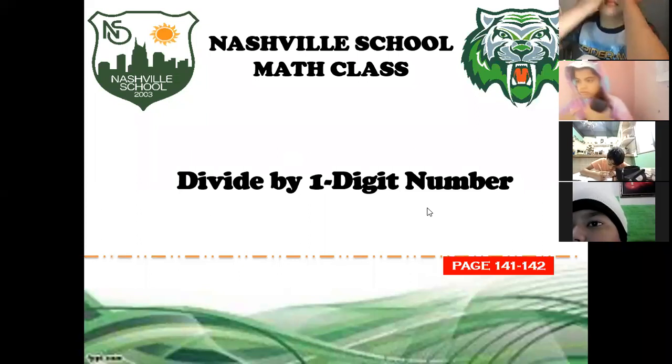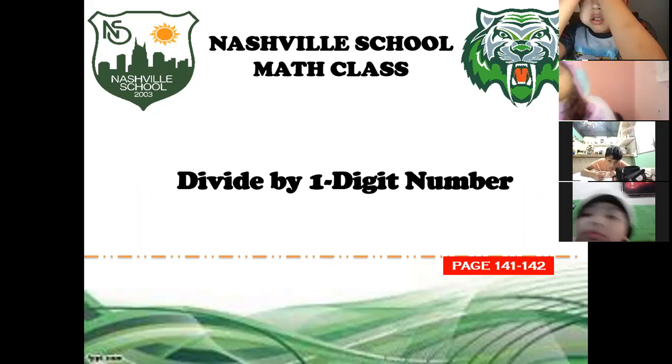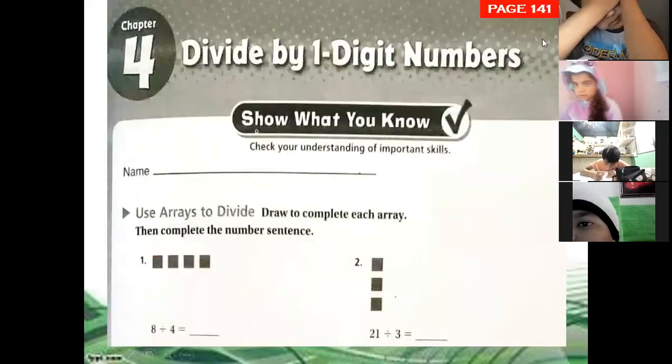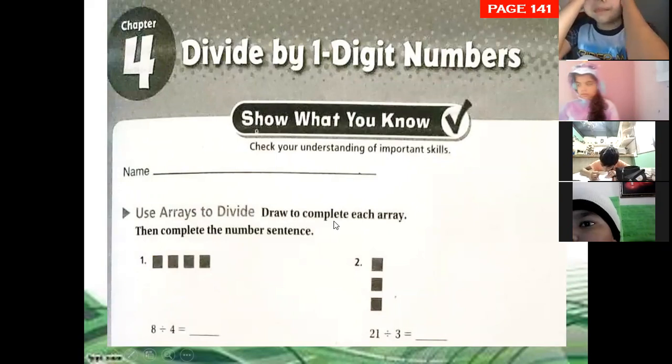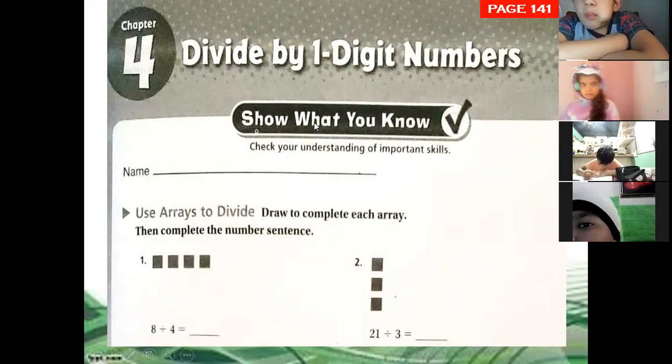Let's work on pages 141 and 142. We are going to start the chapter about divisions. Divide by one-digit number. Use arrays to divide. Complete, draw to complete each array. So, this is an array, okay? And we are going to complete it.